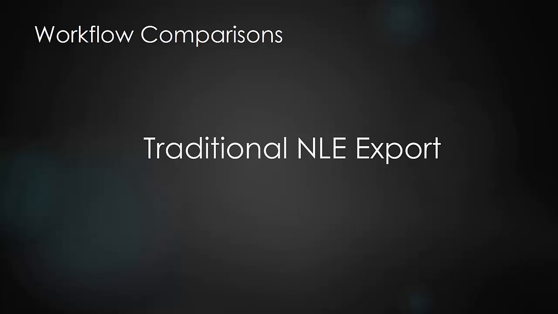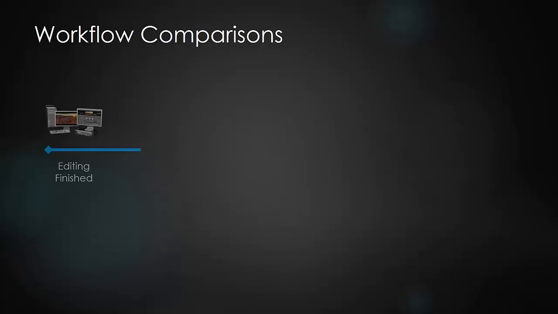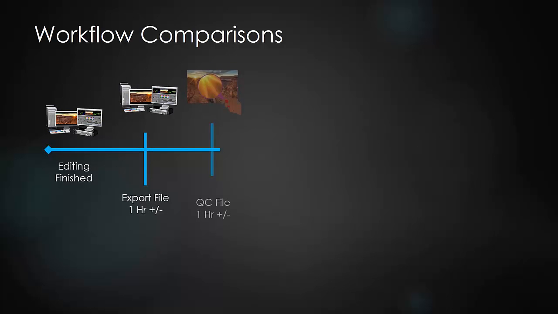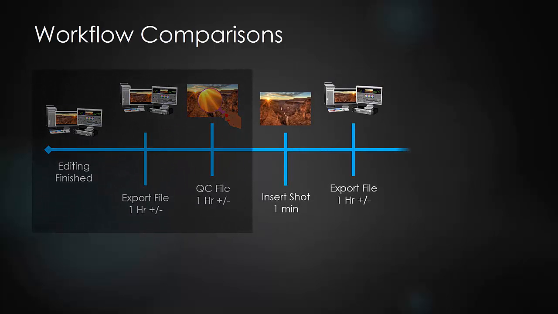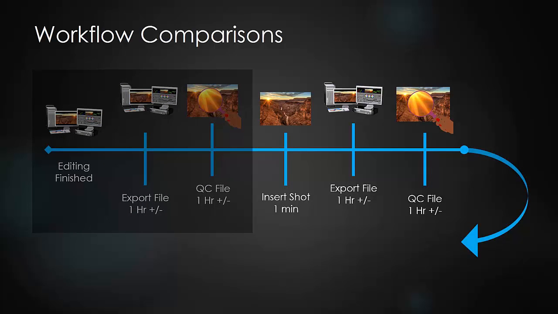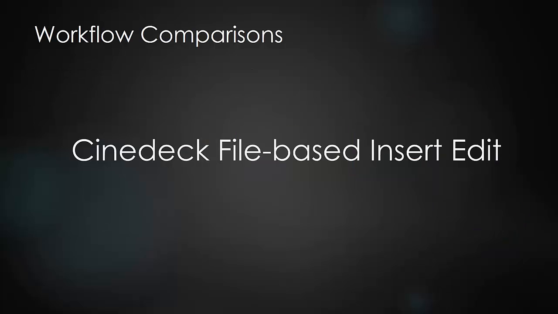Next, let's take a look at the NLE export method for the same hour-long program. Again, your edit is finished. You export your file, which could take real time or longer. While QCing the file, you notice a mistake. So now you go back into your NLE and make your fix. Start the export again. Do a full visual QC of the file after the re-export, and finally, you're done. The total time required to fix one mistake is 2 hours.